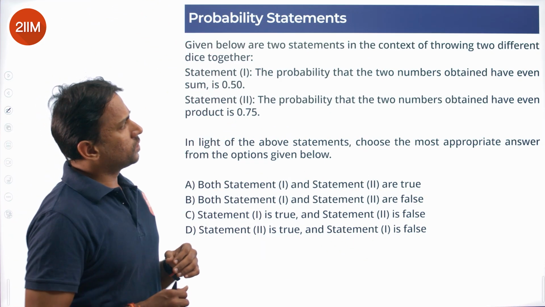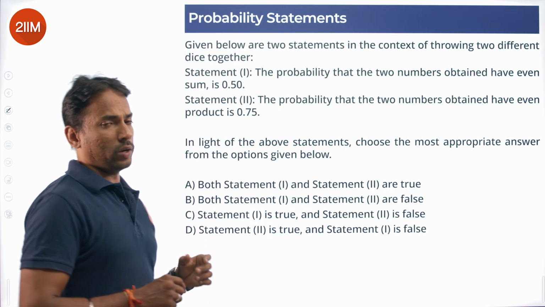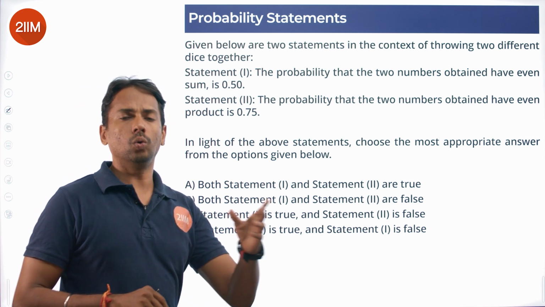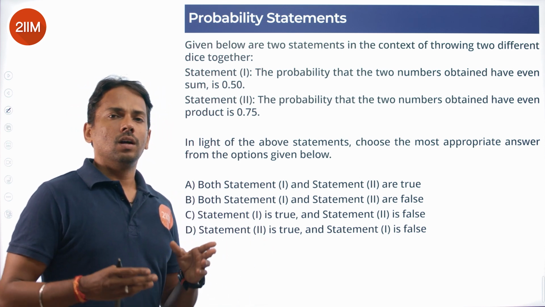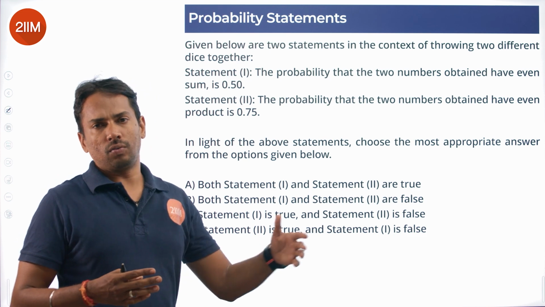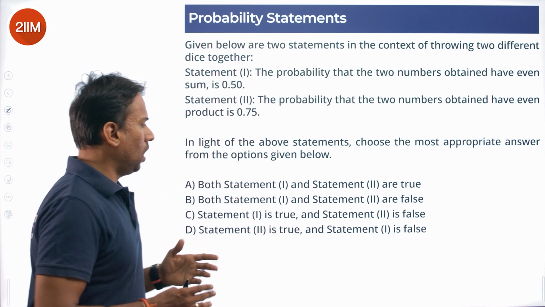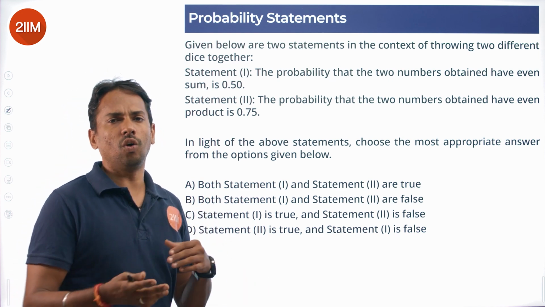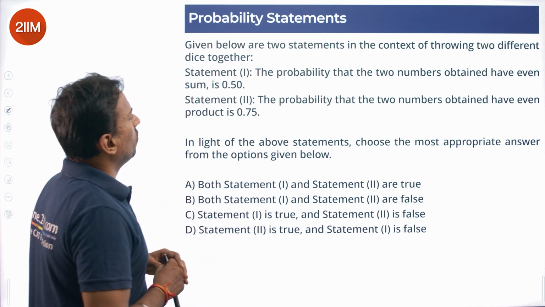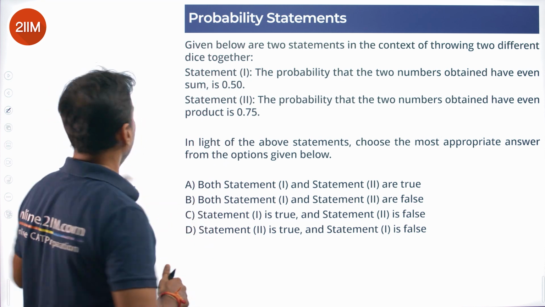Given below are two statements in the context of throwing two different dice together. So dice is thrown. We know about dice. We'll have 6 faces, 1, 2, 3, 4, 5, 6. Based on which there are two statements given, we have to verify them and conclude which is true and which is false. So we'll handle the statements one by one.